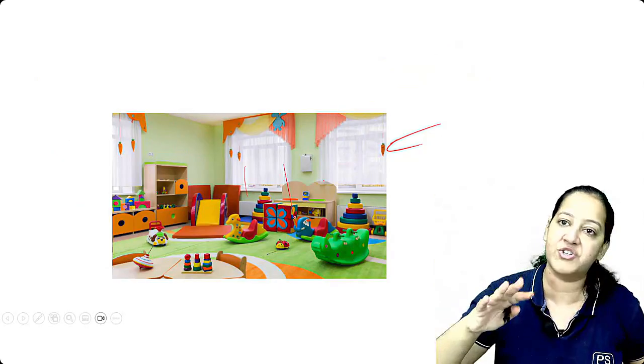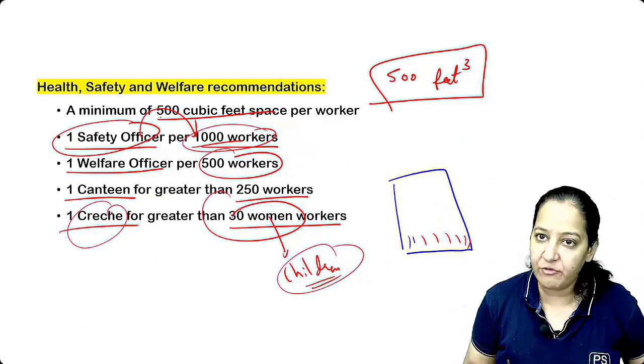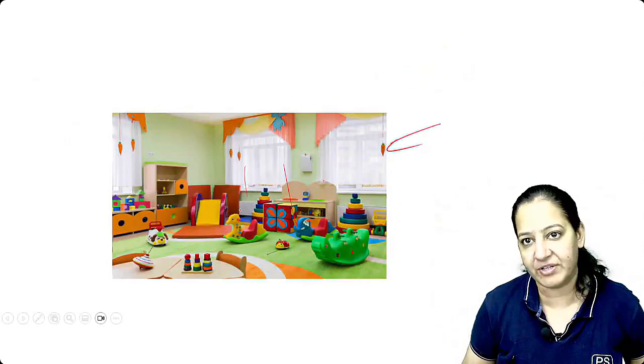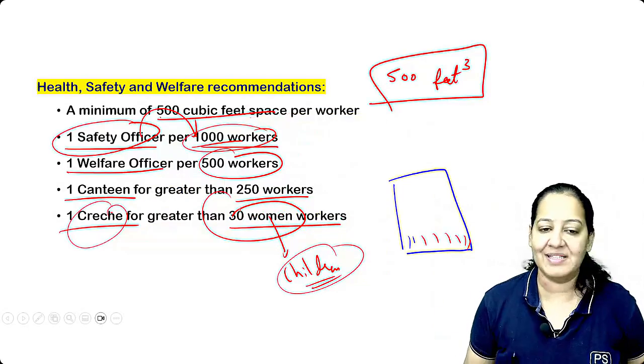So they have an eye on the children also and they can work also. This is known as crèche. Every 30 women, there should be 1 crèche, the play area for the children. It's not so beautiful, but yeah, it's like that. So these are the guidelines. How many of you got it?